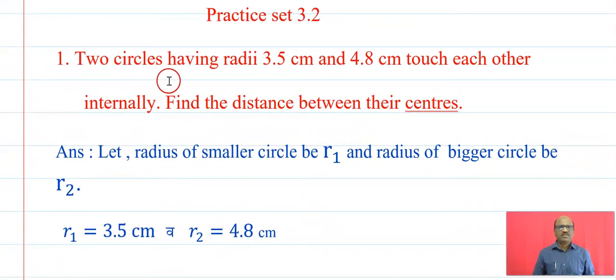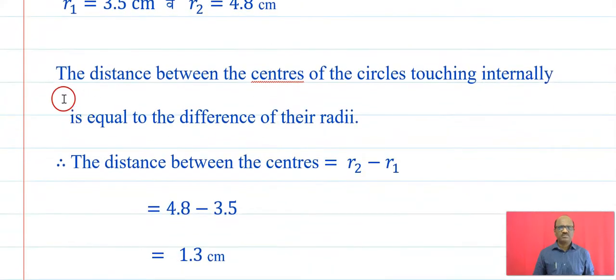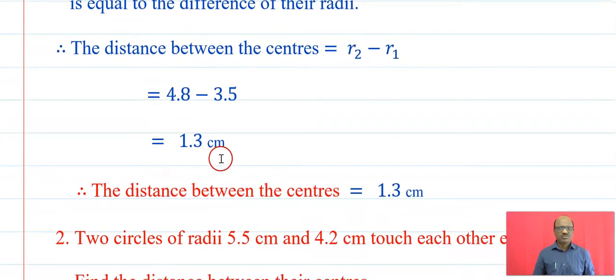Two circles having radii 3.5 cm and 4.8 cm touch each other internally. Find the distance between their centers. Let the radius of the smaller circle be r1 and the radius of the bigger circle be r2. r1 is equal to 3.5 cm, r2 is equal to 4.8 cm. The distance between the centers of circles touching internally is equal to the difference of their radii. The distance between their centers is equal to r2 minus r1, that is 4.8 minus 3.5, which is equal to 1.3 cm. Therefore, the distance between the centers is 1.3 cm.